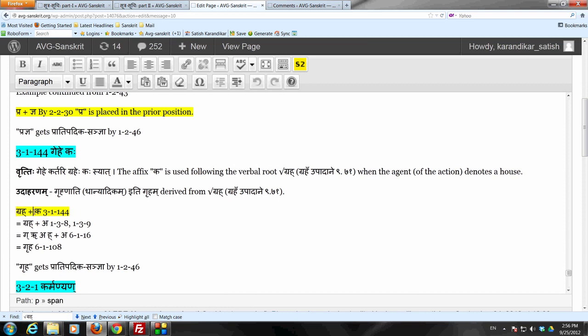The affix ka is added following this dhatu grah, upadane, in the sense of creating a pratipadikam which refers to a house. This is 3.1.144. And then anubandha lopaha, vilashakvatadite tasya lopaha. And after that, samprasaranam by 6.1.16. 6.1.16 is well known to us, we have used that a lot. So now we get a chance to practice all these rules.